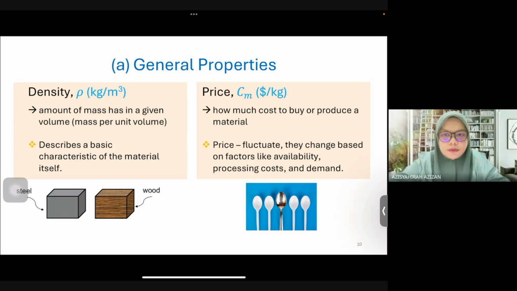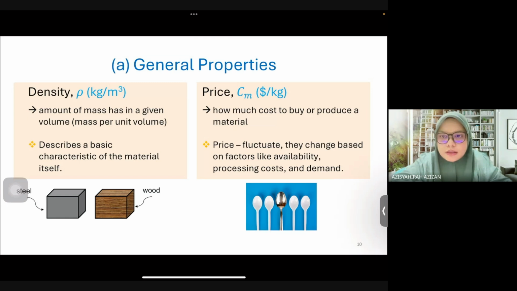We have density. Density is actually the amount of mass that a material has in a given volume. Basically, it is how heavy something feels for its size. For example here, we have a block of steel. This steel is much heavier compared to this block of wood, even though they have the same size. Why? Because the steel has a higher density.